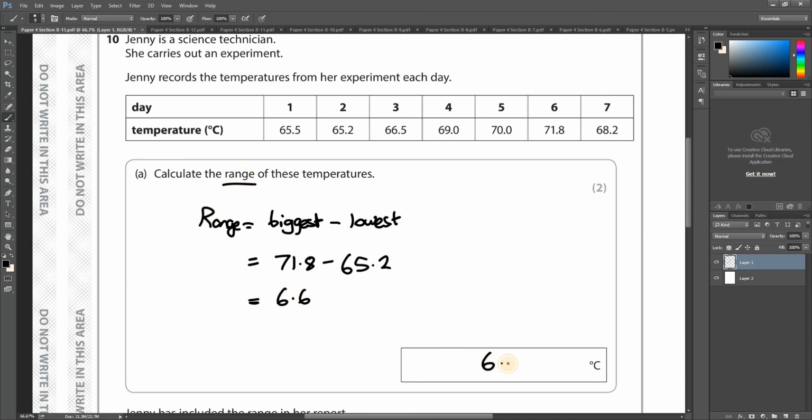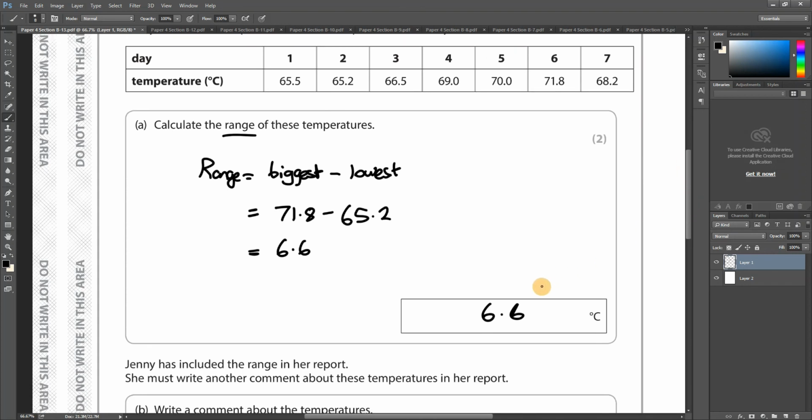Let's put it in the answer box. 2 marks just for doing that. Obviously, you'll need to show this bit of working out here. Your 71.8 take away 65.2. You do have to show that to get 1 of your marks. Your second mark is for your answer, obviously.